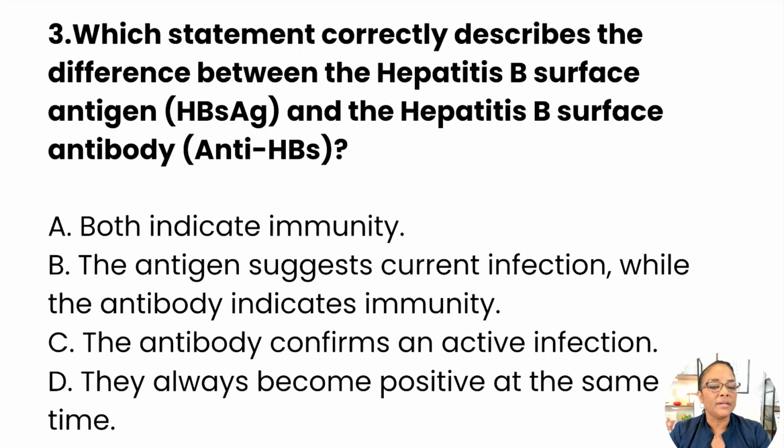3, which statement correctly describes the difference between the hepatitis B surface antigen and the hepatitis B surface antibody? A, both indicate immunity. B, the antigen suggests current infection while the antibody indicates immunity. C, the antibody confirms an active infection. D, they always become positive at the same time.